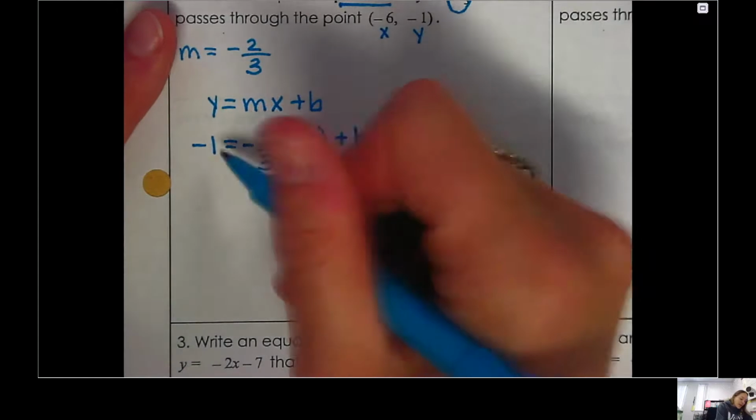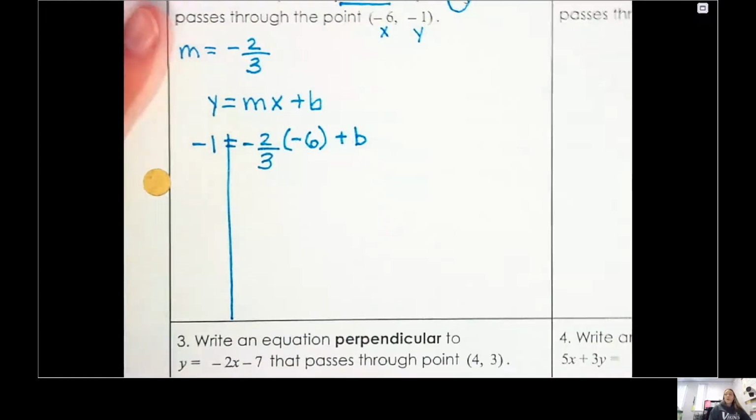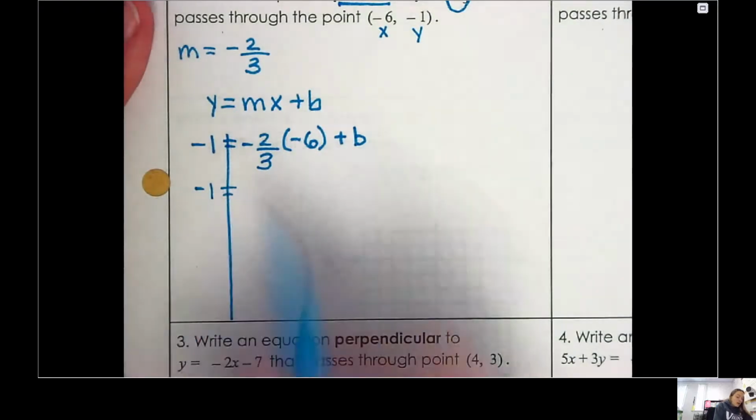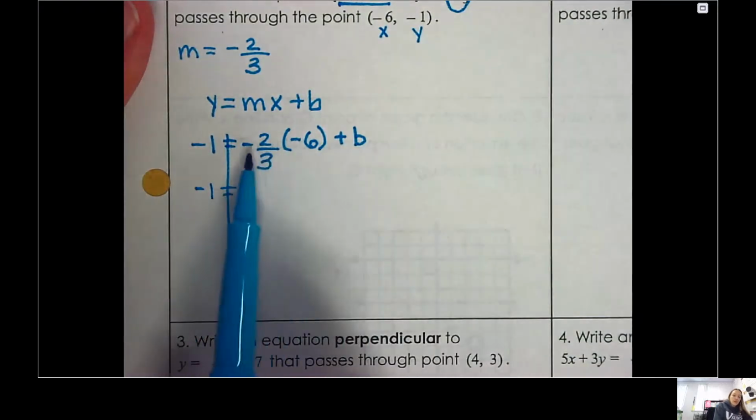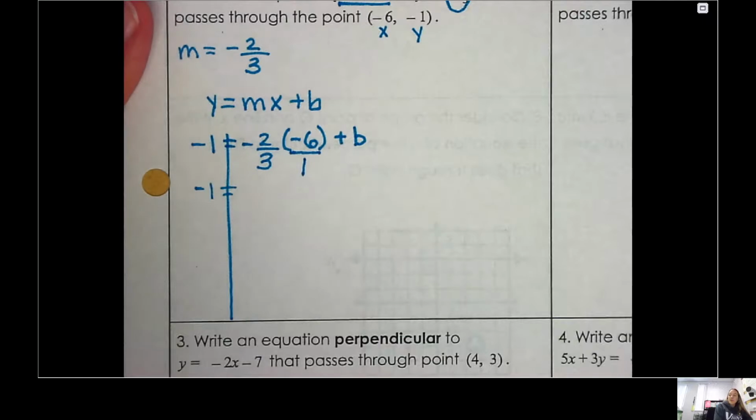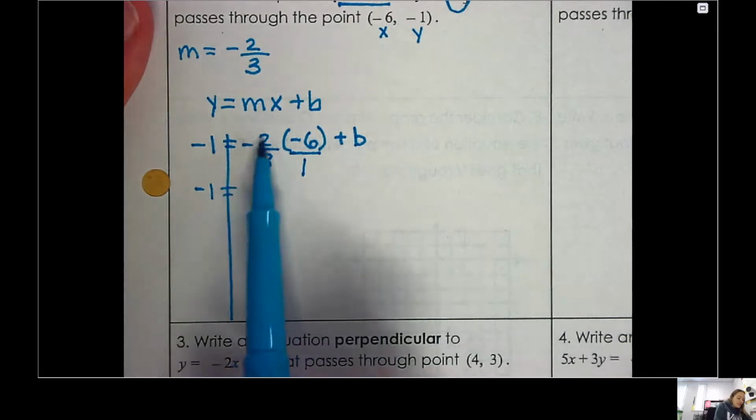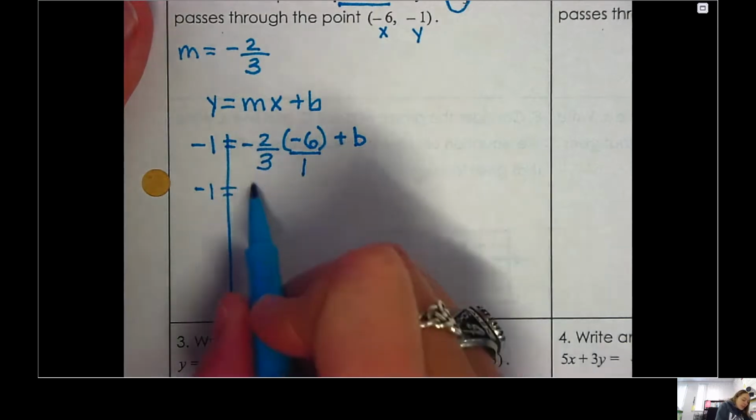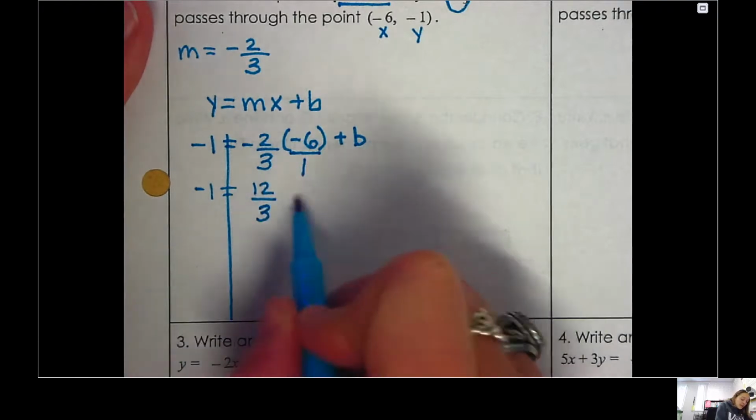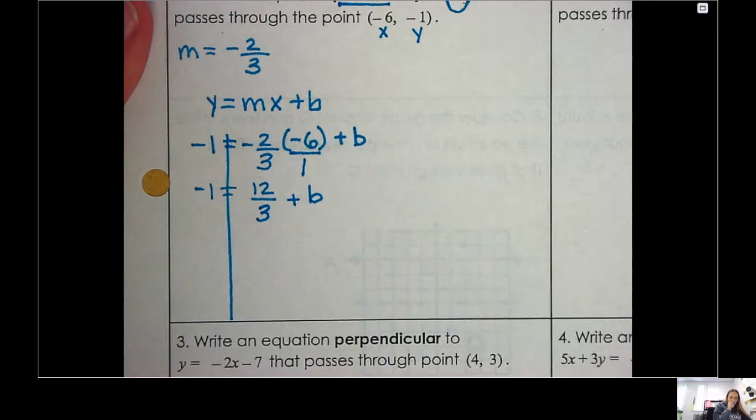So from here, it's just an algebra problem. On the left, there's nothing for me to do, so I just bring down my negative 1. On the right, I've got a fraction, and I'm multiplying it times the number. So what we can do is put this number over a 1 and make them both fractions, and then you just multiply straight across on the top, multiply straight across on the bottom. So negative 2 times negative 6 is positive 12. 3 times 1 is 3, and I bring down my plus b.